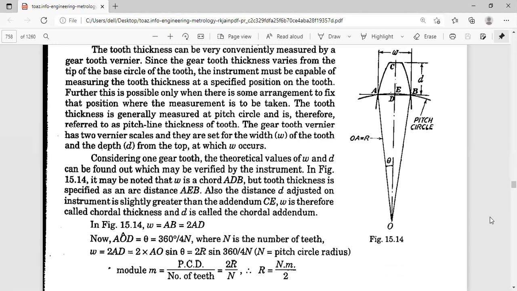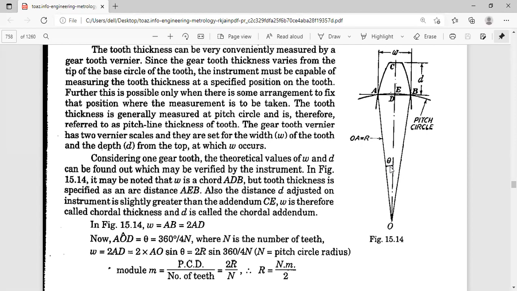So you just try to see the figure. Considering the figure, this is the center of curvature, this OA is R, and this is the theta he has considered, and this is the pitch circle. So I just try to practice this particular derivation. As far as the gear tooth thickness, already I told you its importance. W is equal to AB. But what is AB? AB is twice AD. Twice AD. But what is angle AOD? Angle AOD is theta.